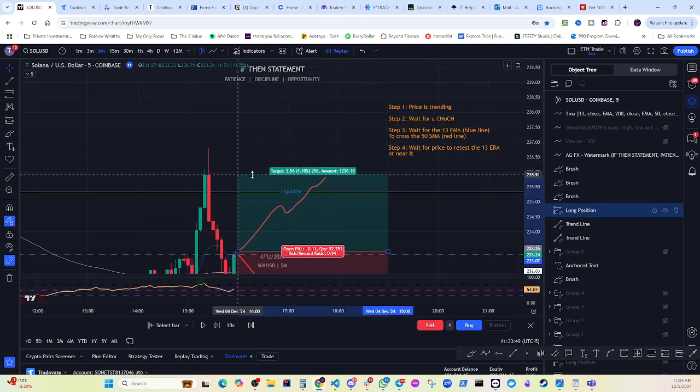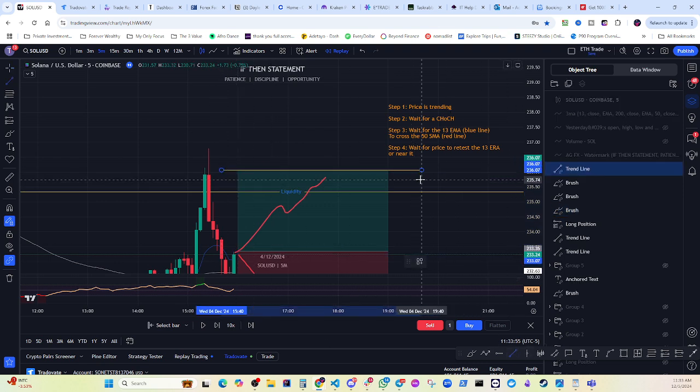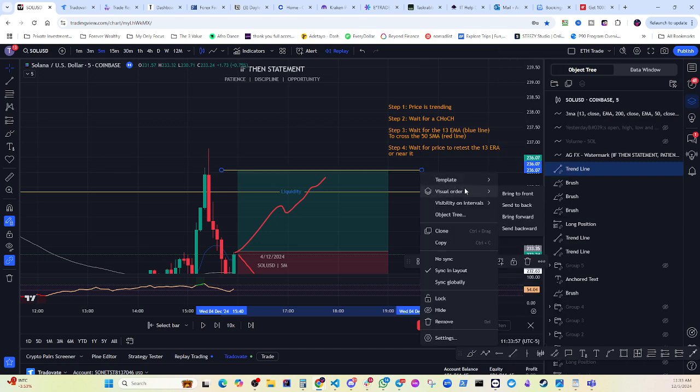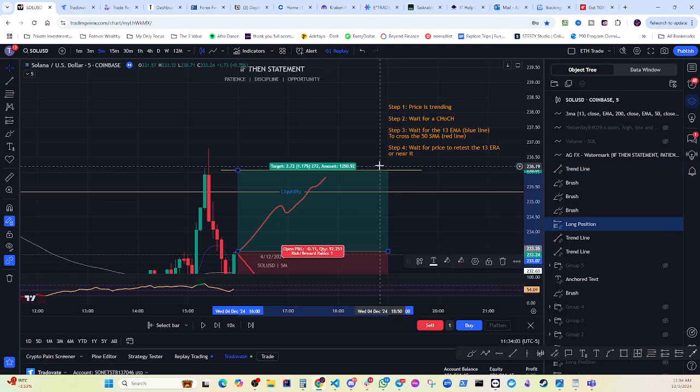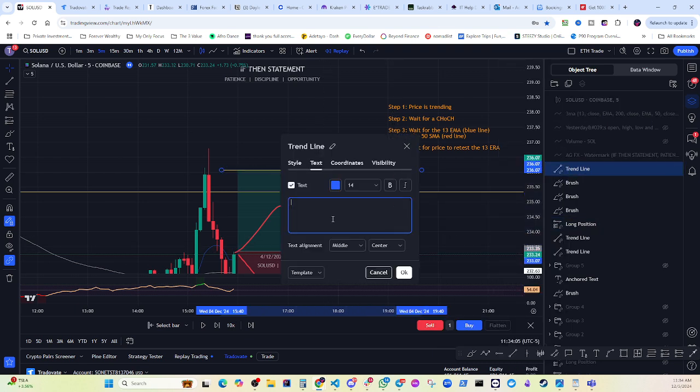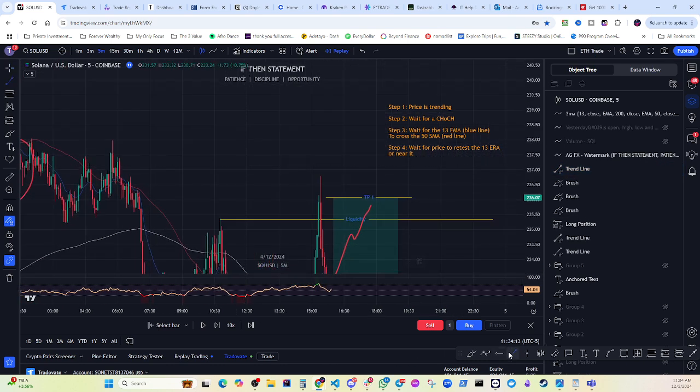Now, typically, the first TP is going to be a 1-to-1. That's what this is right here. And I take 80% out of the position. So TP1, cool. And then my next TP is going to be a liquidity that has not been hit yet.